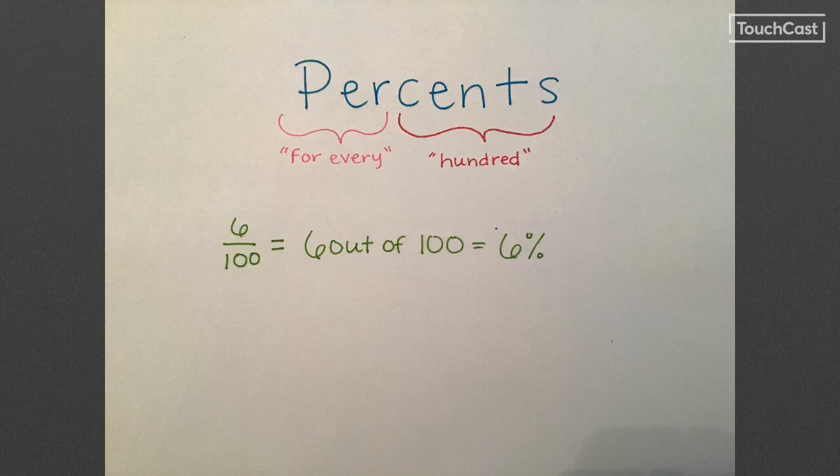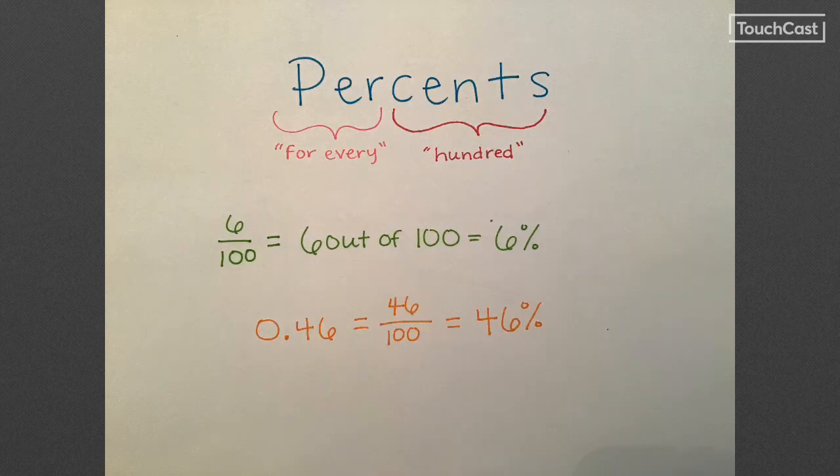Some examples of percents would be 6 over 100 is the same as 6 out of 100, which is the same as 6%. We might also see percents written as decimals. If you see 0.46, that's the same as 46 hundredths, which is 46 over 100. That means that is 46% because it is 46 out of 100.